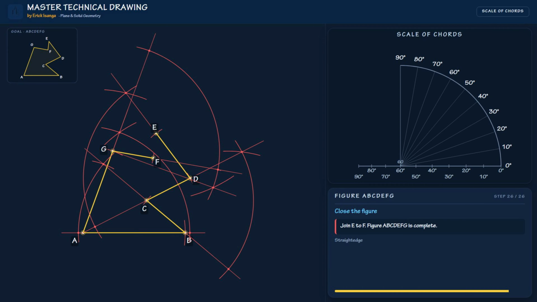Finally, join E to F to close the figure. Darken the completed outline, and keep the construction lines light. The figure ABCDEFG is now complete, built entirely from the given lengths and angles.